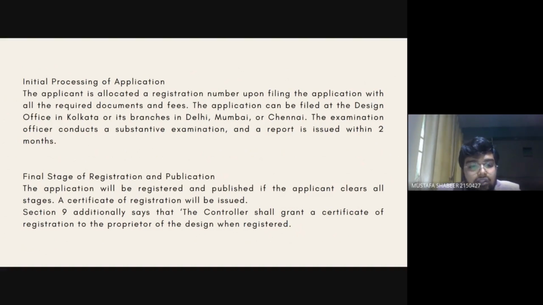The final stage of registration and publication. The application will be registered and published if the applicant ensures and clears all the stages. A certificate of registration will be issued. Section 9 additionally says that the controller shall grant a certificate of registration to the proprietor of the design when registered.